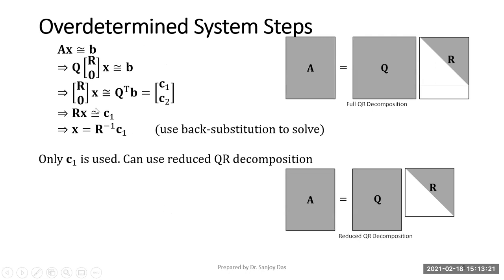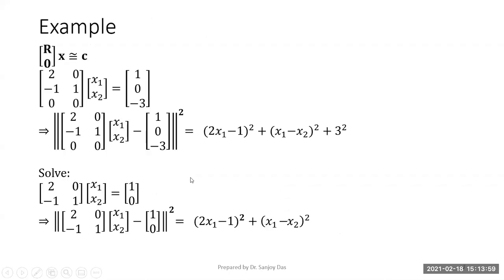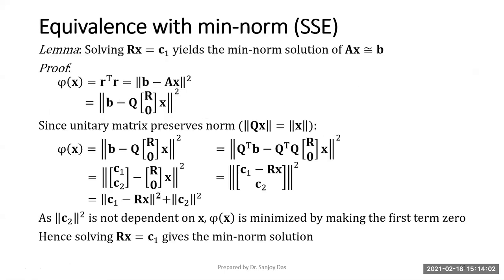Since only C1 is being used, we are ignoring the bottom rows. Therefore, we can simply decompose A into this Q here, which is a tall matrix with fewer columns, and this R, which is upper triangular, and simply solve it like this. QRx is b, or Rx is Q transpose b, which is simply C1. That's how you would solve it. You don't have to do the full QR decomposition. Are you guys with me? Yes.